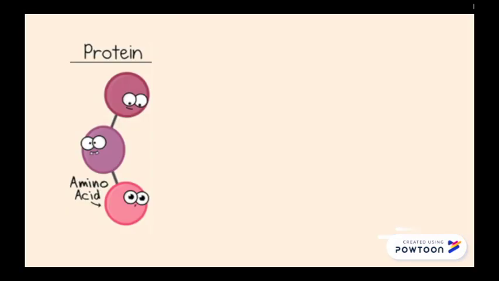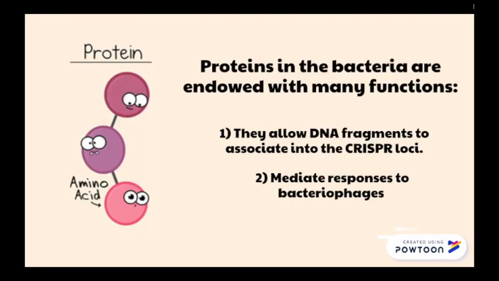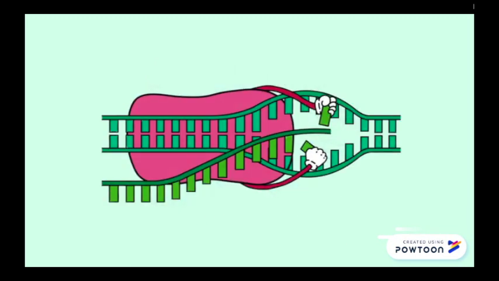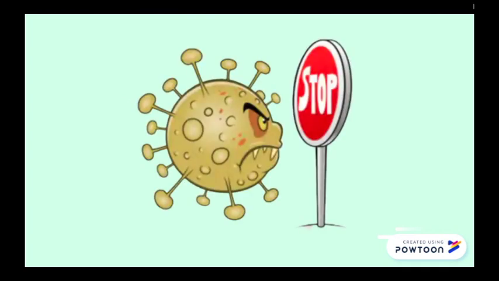in medical treatments. Proteins in the bacteria are endowed with many functions. They allow DNA fragments to associate into the CRISPR loci and also mediate responses to bacteriophages. Upon injection of the bacteriophage DNA into the bacteria, the small RNAs bind and an enzyme dissociates the phage from the RNA. Infection is halted.